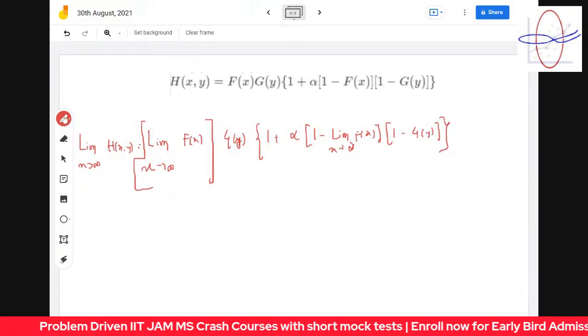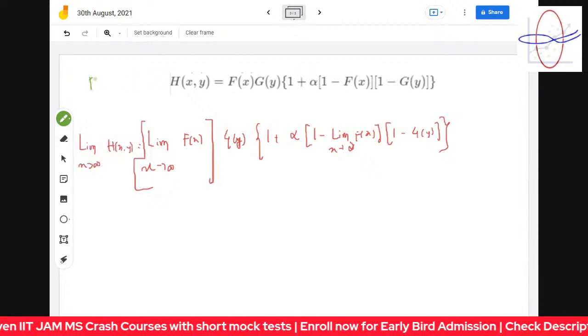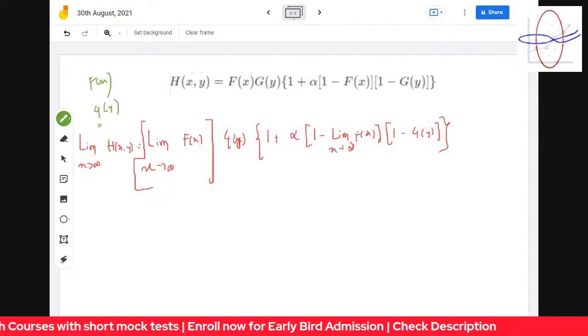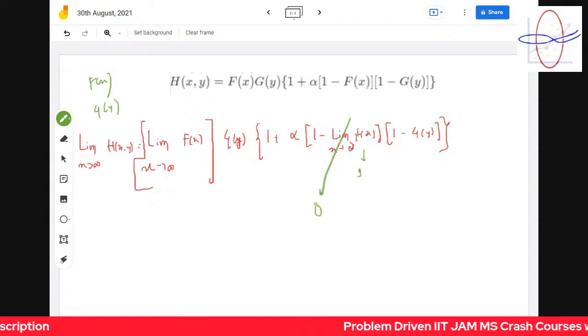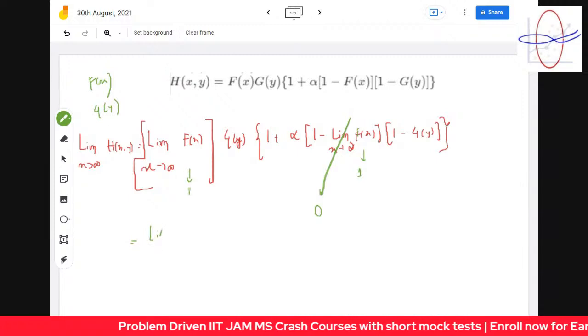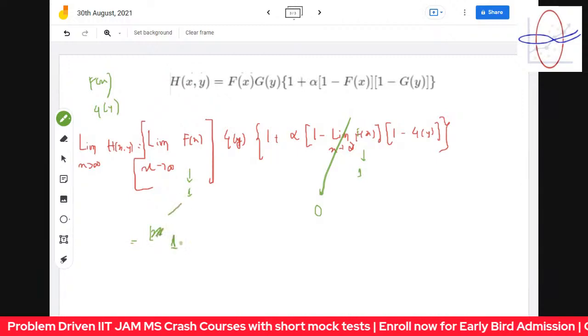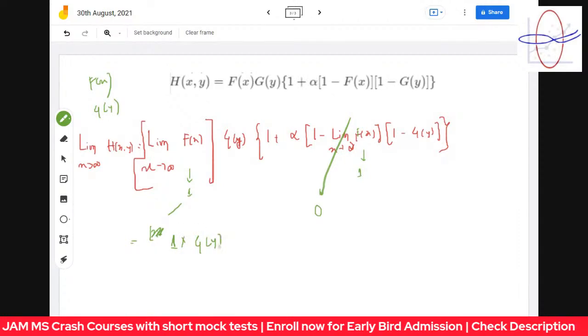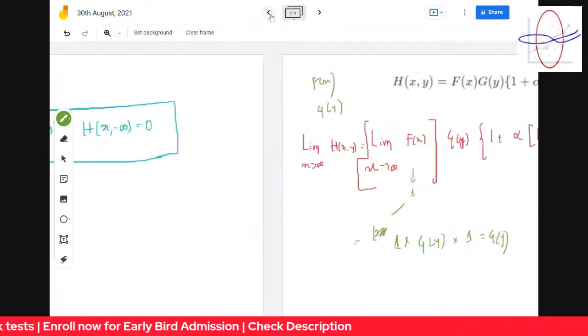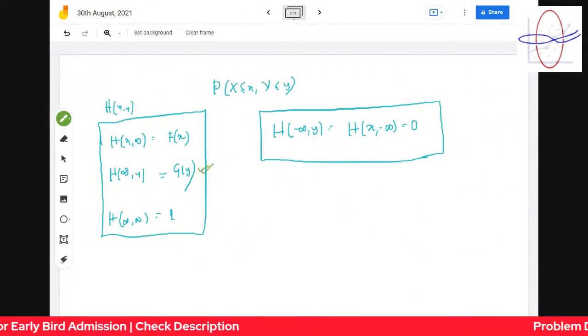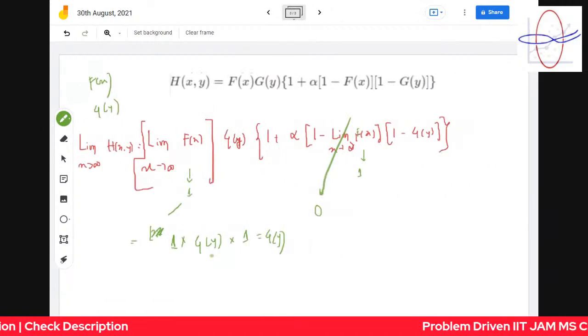F_X and G_Y are CDFs. Since F is a one-dimensional CDF, we use the one-dimensional CDF conditions: the limit as x tends to infinity of F of x is equal to 1, and therefore 1 minus this goes to 0. This other term also goes to 1, so we get 1 times G of y times 1, which is equal to G of y. Therefore we have proved that this is equal to G of y.